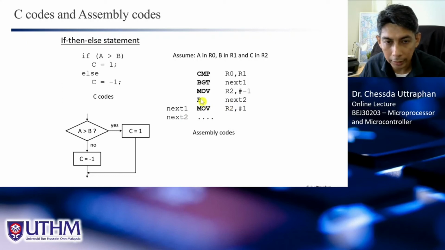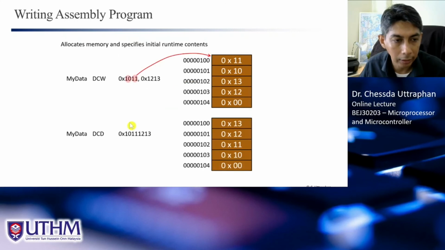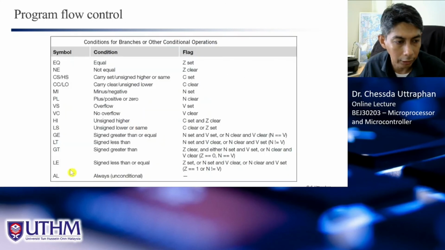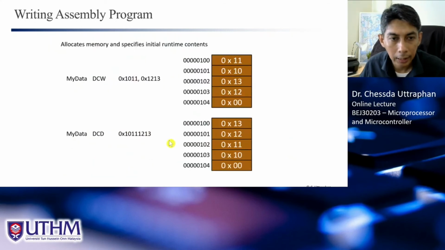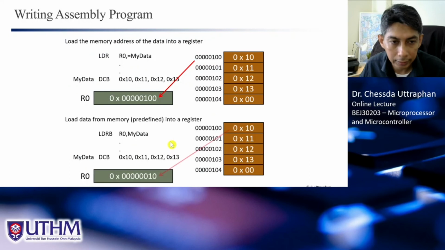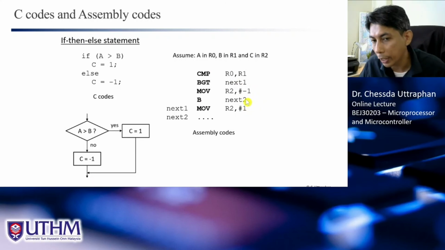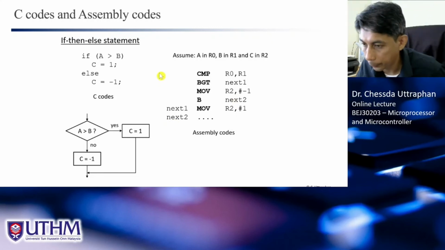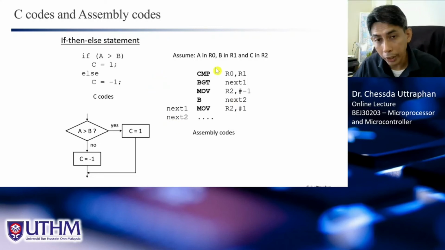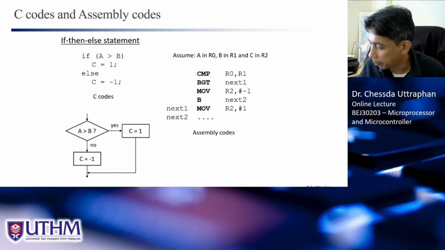So we use BAL or just B. So this is unconditional branch. This one, always branch or unconditional branch. Means that if you have this B next to, when your microprocessor executes this, it will always go to next to, go to this line. Okay. So that is how we implement if else statement in assembly language.